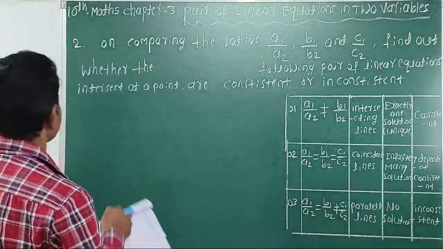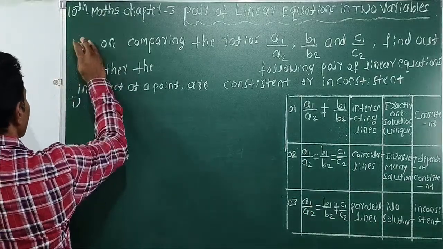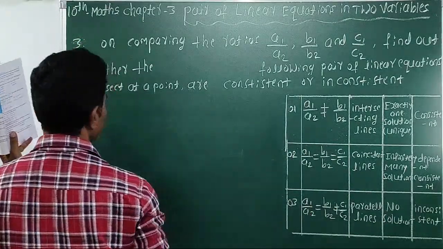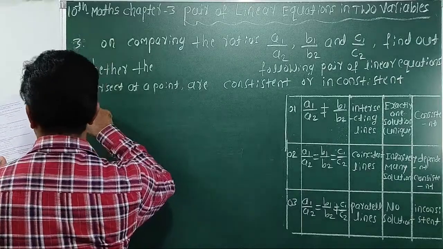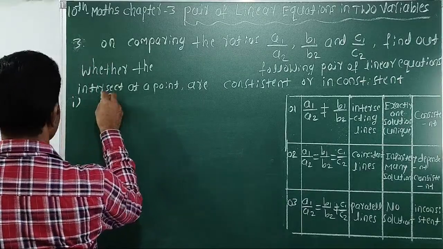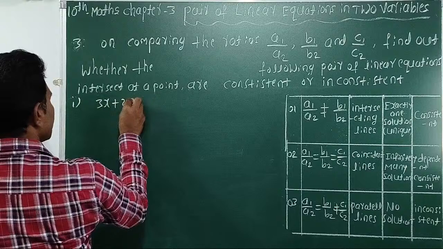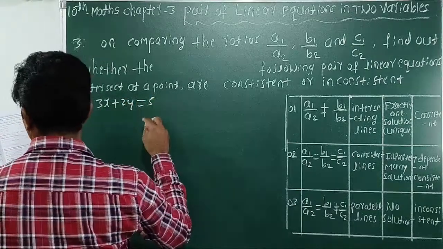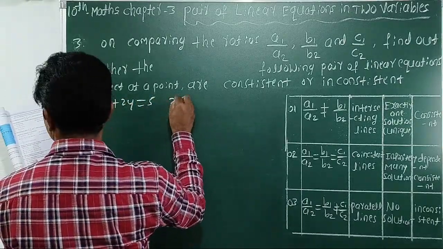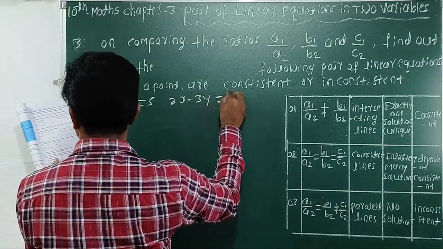First problem. We are doing the problems of the third main question. The third main question's first problem is 3x plus 2y is equal to 5, and the second equation is 2x minus 3y is equal to 7.